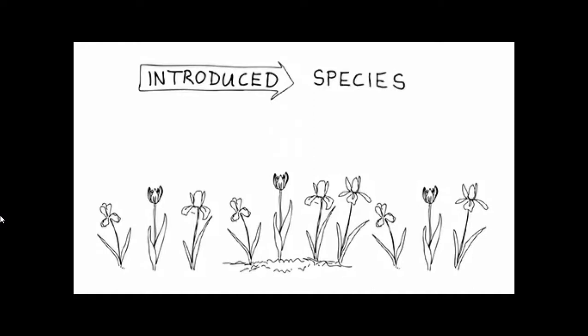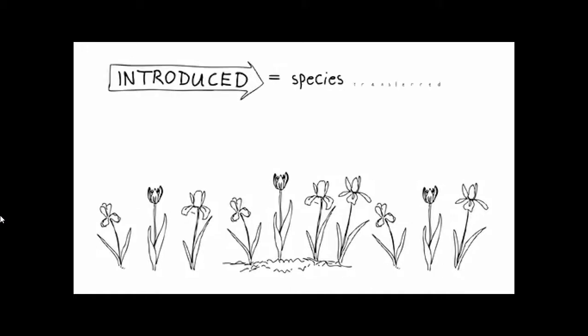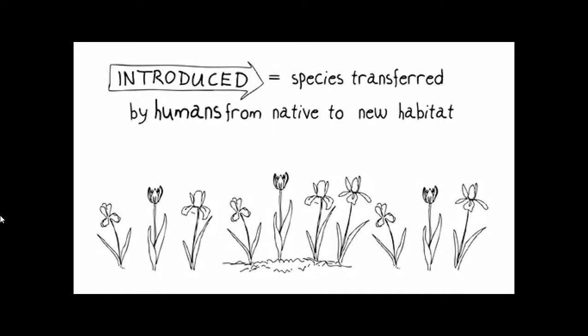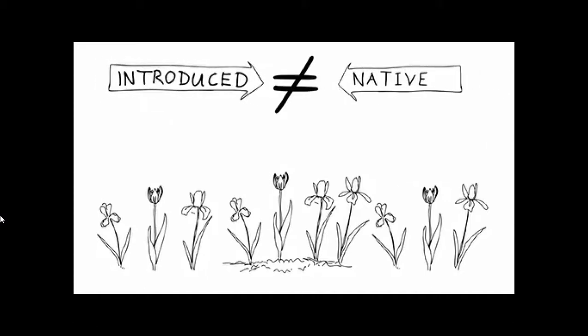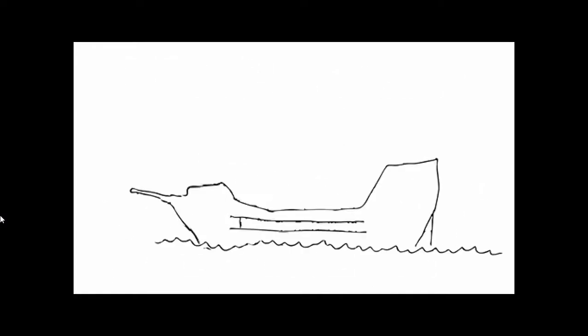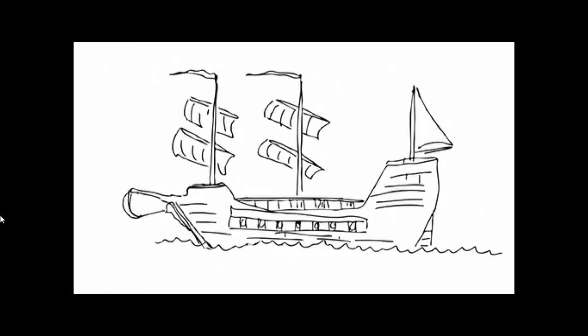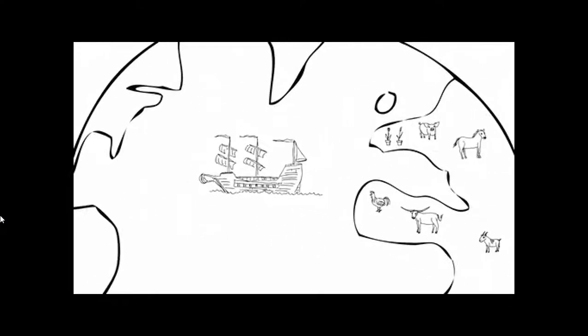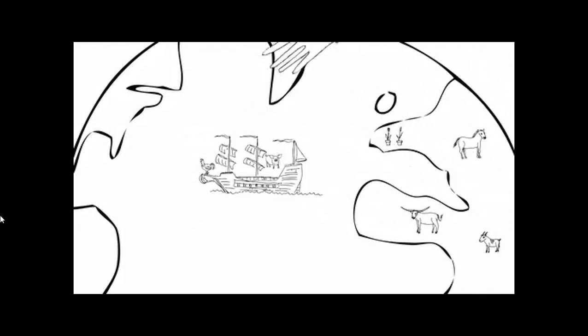The term introduced species is synonymous with exotic species. The definition is any species that, through the activities of humans, is knowingly or accidentally transferred from its native habitat into one in which it doesn't naturally occur. An introduced species is the opposite of a native species, which is one that occurs in an area naturally, without human intervention. Many introductions are intentional. We do it on purpose, and we've been doing that for a heck of a long time, probably ever since humans came onto the scene and realized that they could pick something up that was alive and bring it somewhere else to serve their purposes.